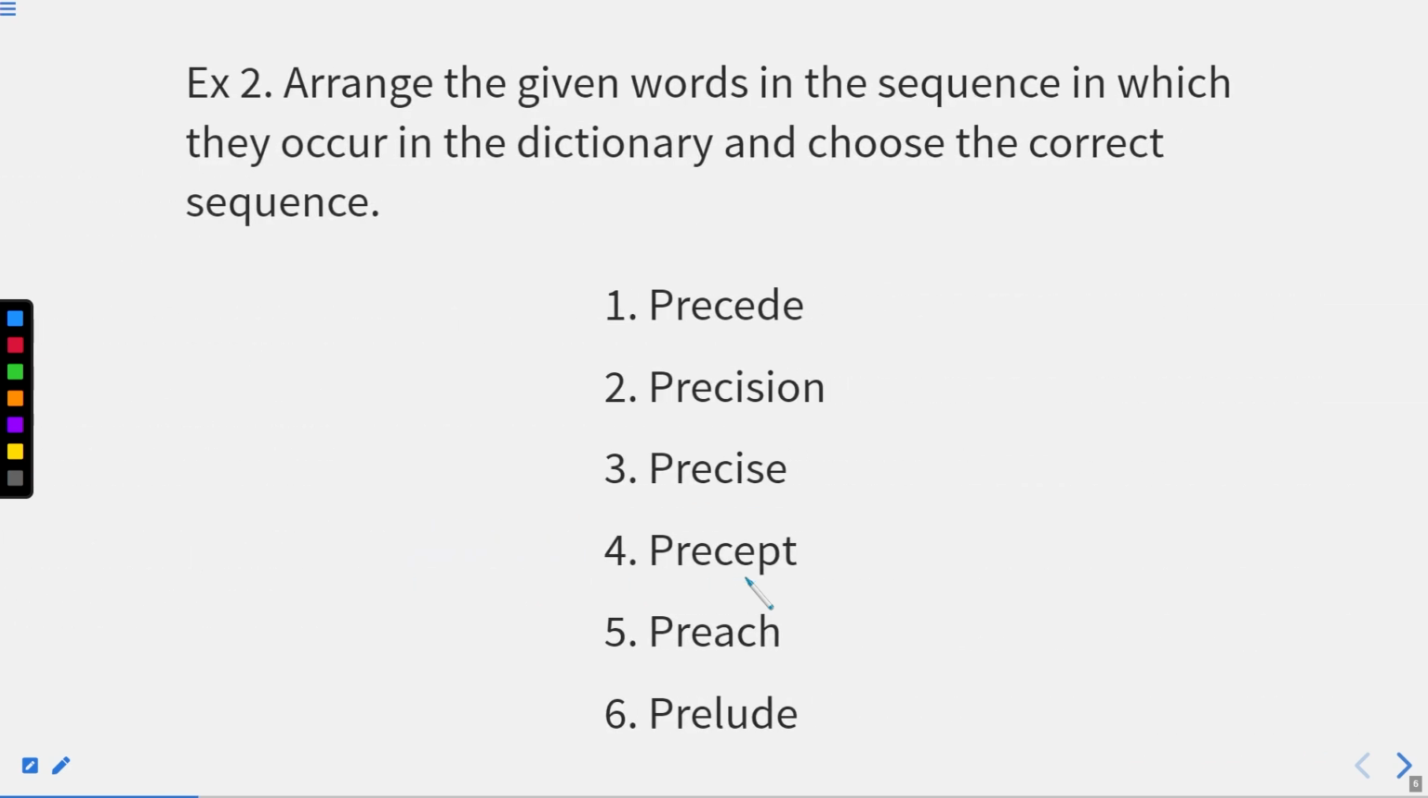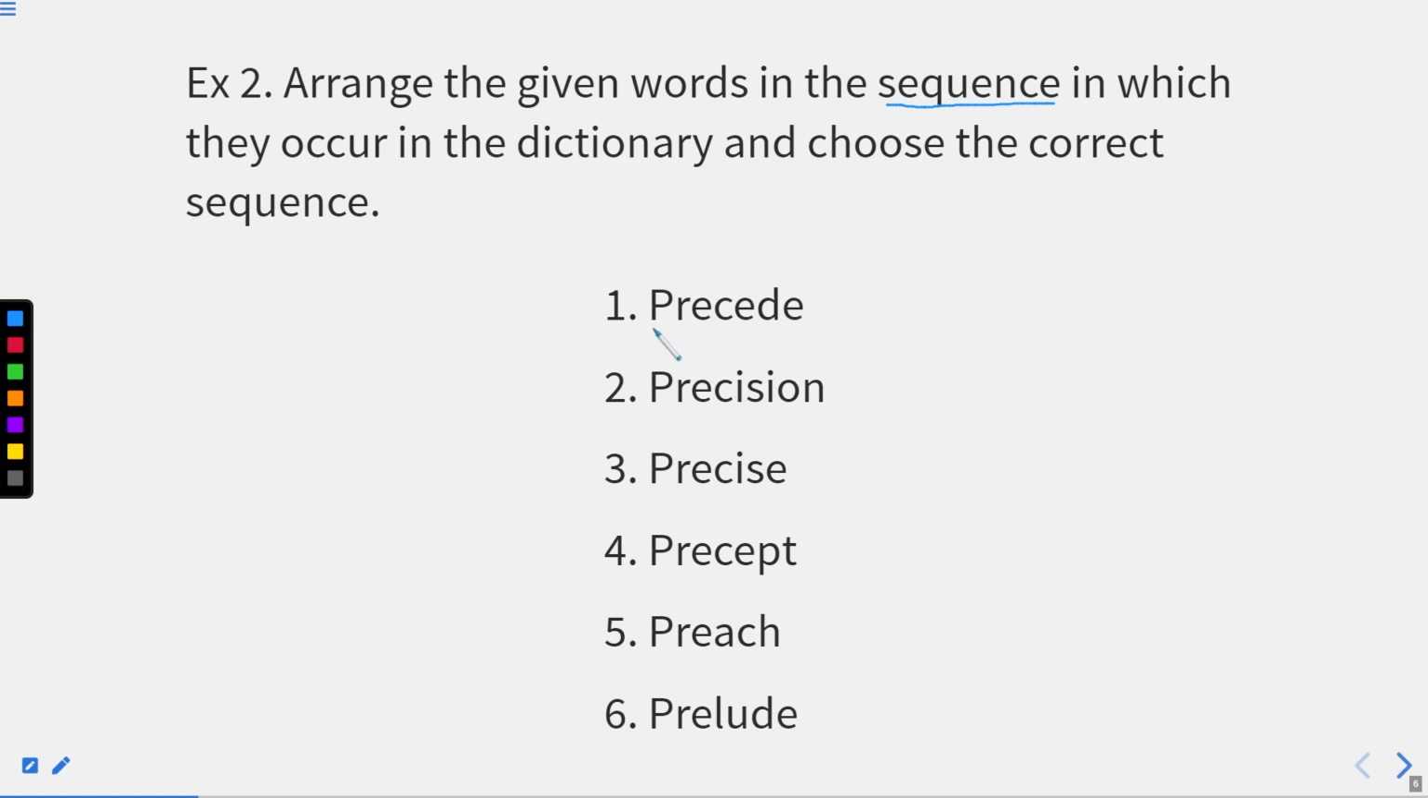Now, we have another question based on the same kind of concept. The question says, arrange the given words in the sequence in which they occur in the dictionary. Earlier we had to find the middle word, but this time we have to arrange them in a sequence, right? And in that case, we need to find out which word will appear first and which word will appear second. So we'll follow the same approach here as well.